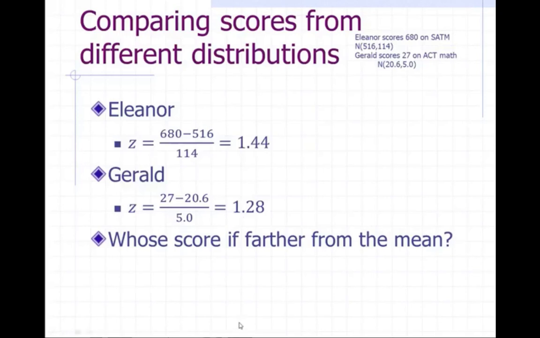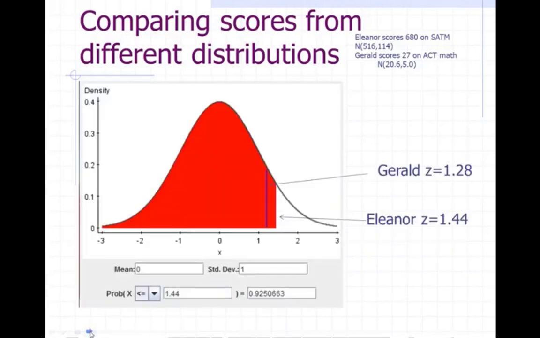So whose score is farther from the mean? I think you can see that Eleanor's score is farther from the mean. And this is how it would look when we compare it on our standard normal curve. Eleanor's z-score would be at 1.44. Gerald's is just a little bit closer to the middle at 1.28. So again, Eleanor scored higher than Gerald.